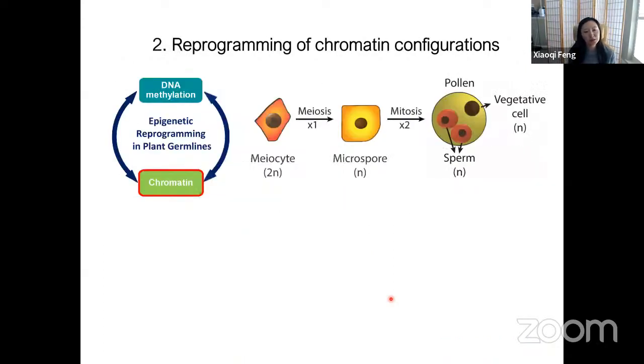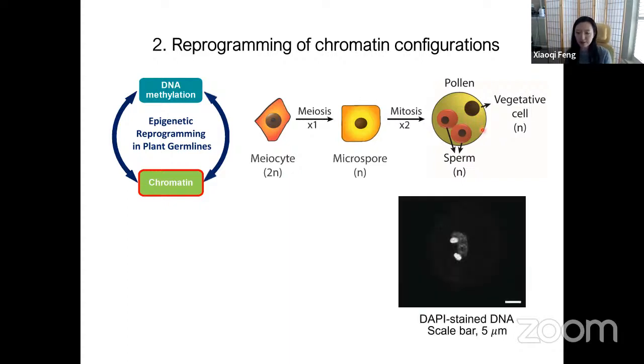Okay, so now let's move on to the second part regarding chromatin reprogramming. In this theme, a process that we're very interested in is the two mitoses that lead to the production of sperm and vegetative cell, because these two mitotic divisions give rise to drastically different chromatin states in these cells that are both haploid. So the sperm nuclei are the most compacted in a plant, whereas the vegetative nucleus is the most diffuse. And you could imagine this chromatin dimorphism is probably important for the distinctive functions of these cells.